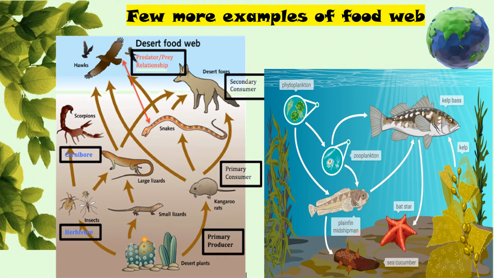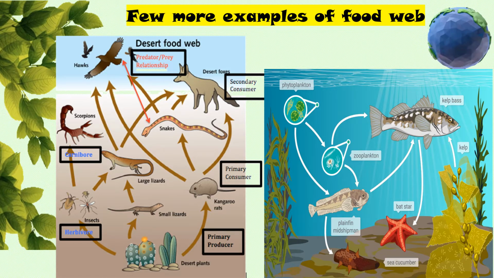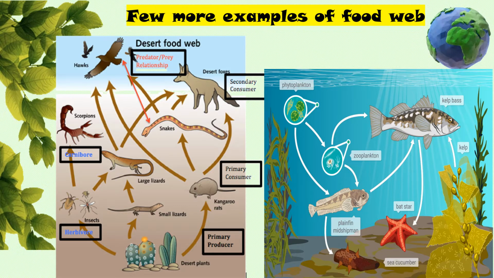In a desert food web you can see the cactus plant, which is the primary producer, is eaten up by insects also, by snakes, by small lizard and kangaroo rats. They eat this primary producers. Now this kangaroo rat can be eaten up by a desert fox, it can be eaten up by a snake, it can be eaten by a hawk as well, right? So एक animal को बहुत सारे animals खा सकते हैं. The snake is eaten up by a hawk or a desert fox.